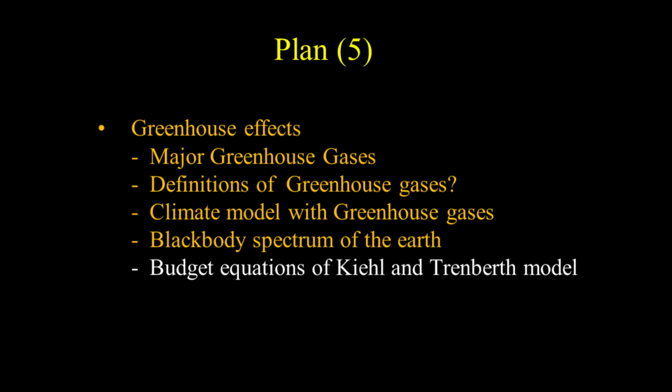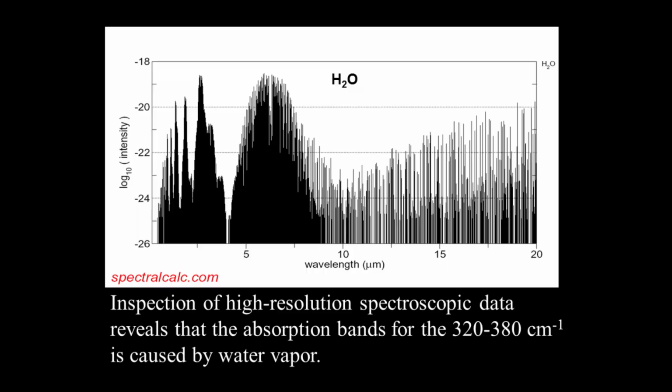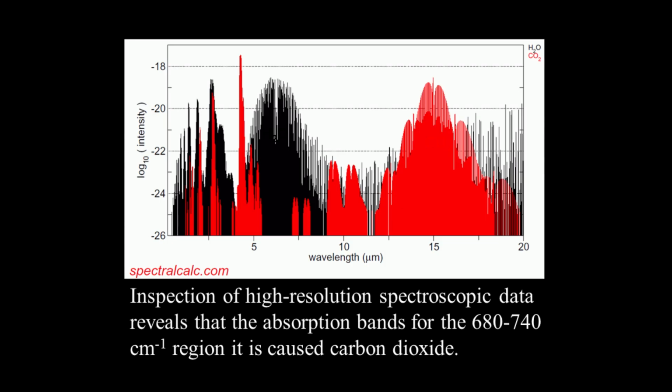Now let's talk about blackbody spectrum and the Earth. Inspection of high-resolution spectroscopic data reveals that the absorption bands for the 320 through 380 inverse centimeters region are caused by water vapor. Inspection of high-resolution spectroscopic data reveals that the absorption bands for the 680 through 740 inverse centimeters region are caused by carbon dioxide.